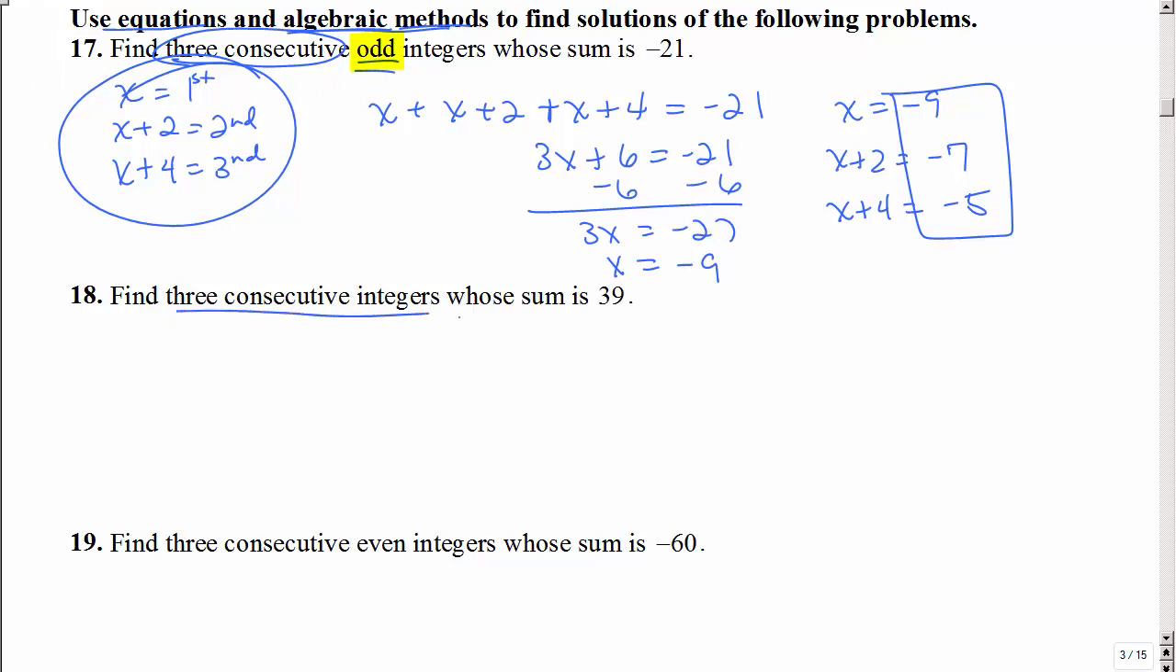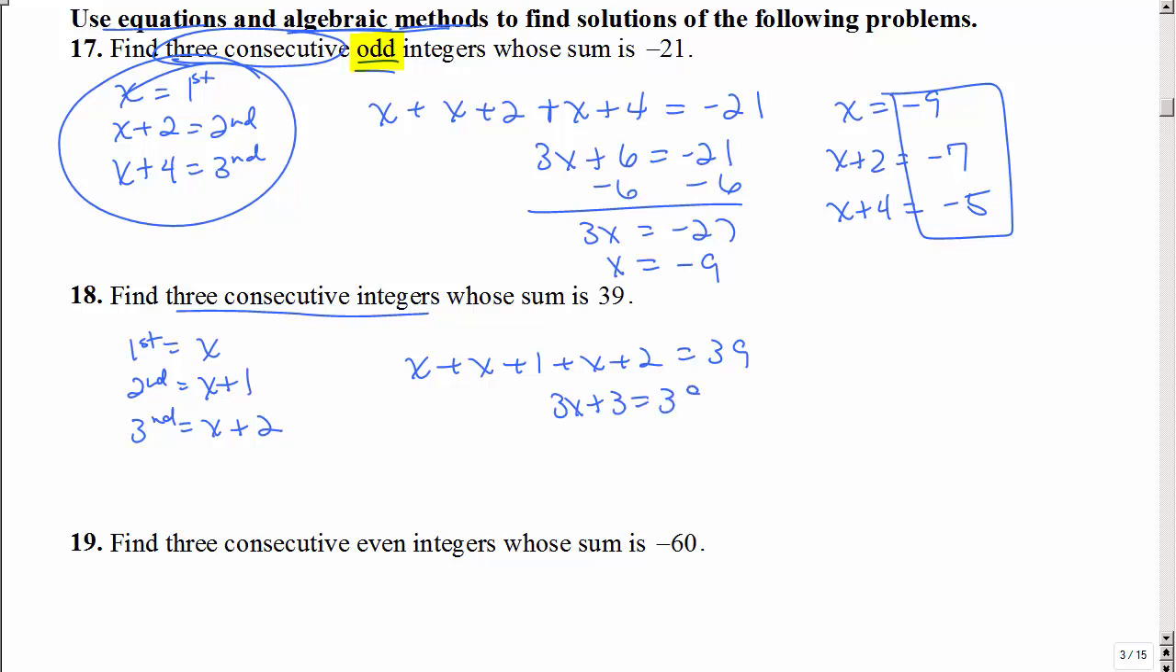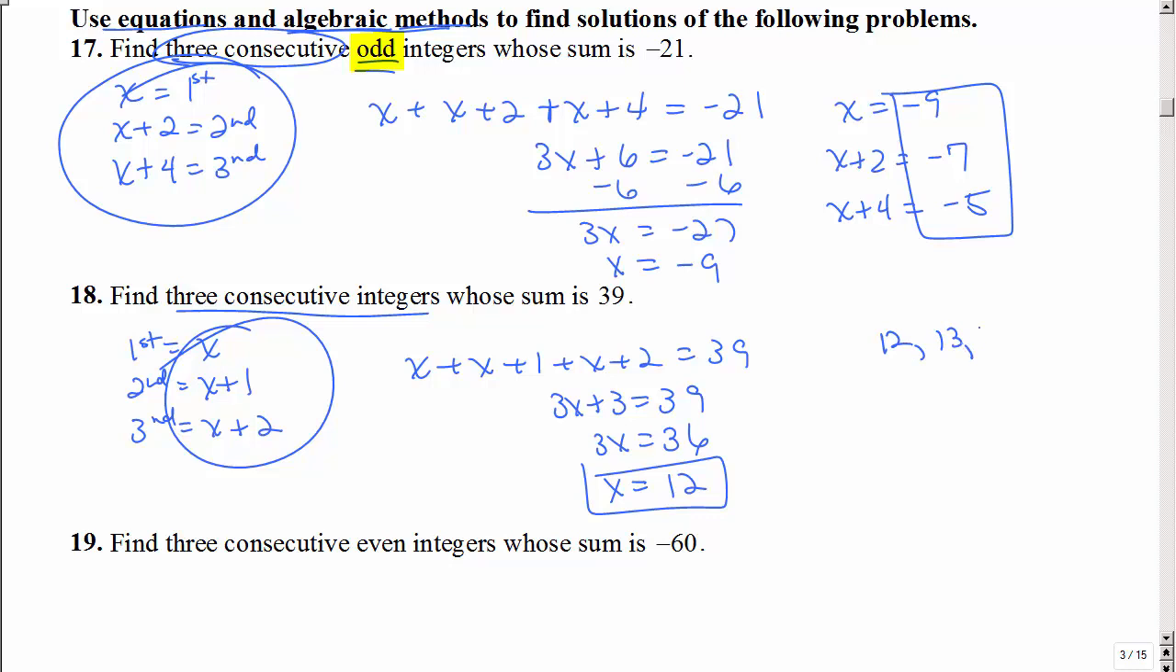Just 3 consecutive integers. Not odd, not even. So the first one's going to be x, the second one's going to be x plus 1, and the third one's going to be x plus 2. So whose sum is 39. So collecting like terms, subtracting 3, and dividing by 3. And one more time, don't stop. We want to find all 3, so we have 12, 13, and 14. Remember, consecutive means in a row.